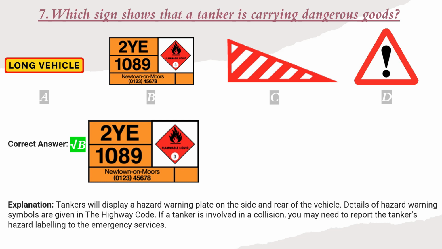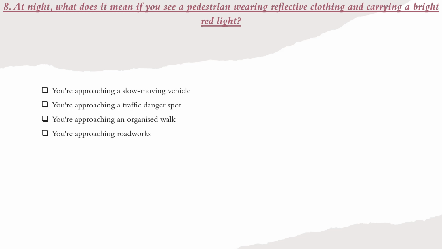If a tanker is involved in a collision, you may need to report the tanker's hazard labeling to the emergency services. 8. At night, what does it mean if you see a pedestrian wearing reflective clothing and carrying a bright red light?